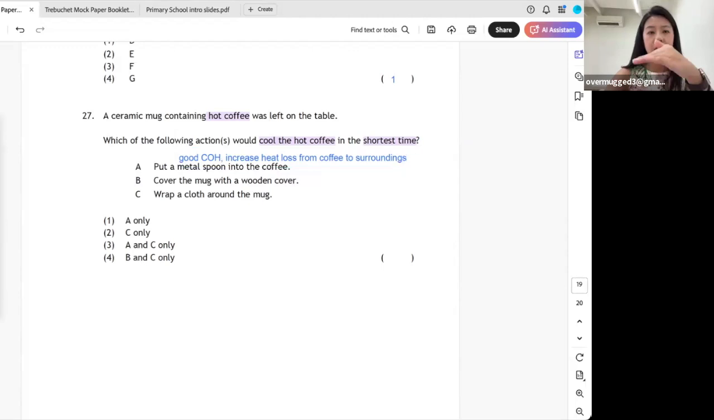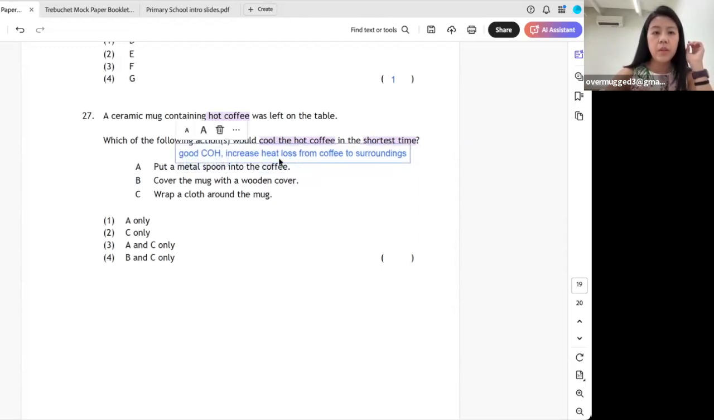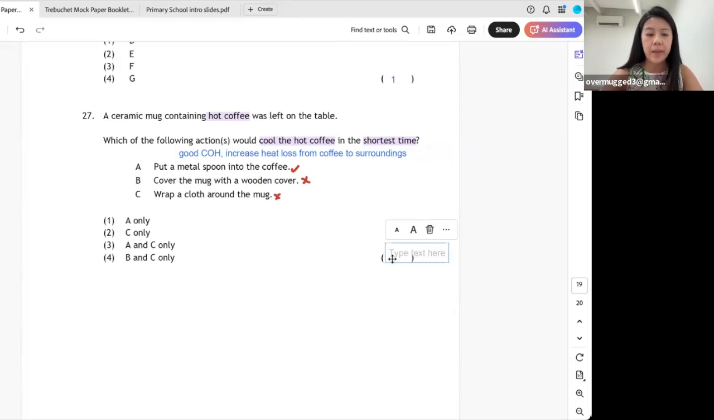So there's extra surface area for heat loss, okay? But when you cover the mug, it actually would slow down heat loss because the loss to the surrounding would be less, or slowed down. So for the metal spoon, it actually helps. This does not. When you wrap a cloth around the mug, it's like putting a blanket around it. It actually helps to, again, trap the heat, slow down the heat loss. So this actually does not help to cool the coffee in the shortest time, okay? And therefore, your answer would be A, which is option 1. All right?